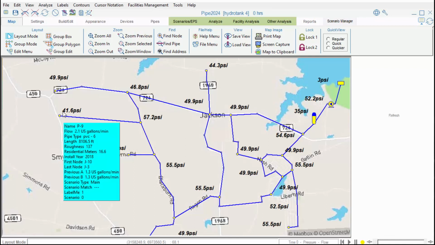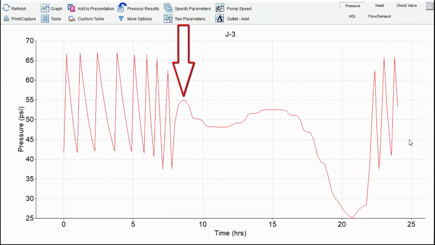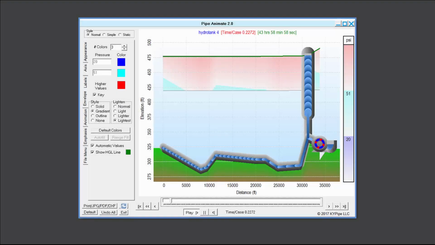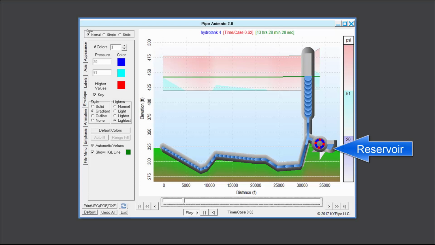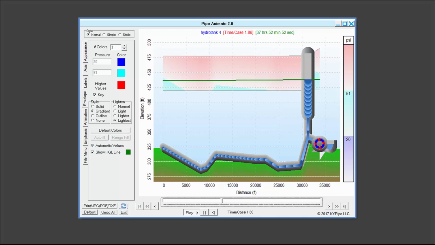Looking at the pressure results for node J3, we see that the pump kicks on continuously, approximately between hours 9 and 23. Also, system pressures fall below the minimum requirement. Here is a profile of the system between the reservoir and node J3, showing the hydrotank draining and filling.